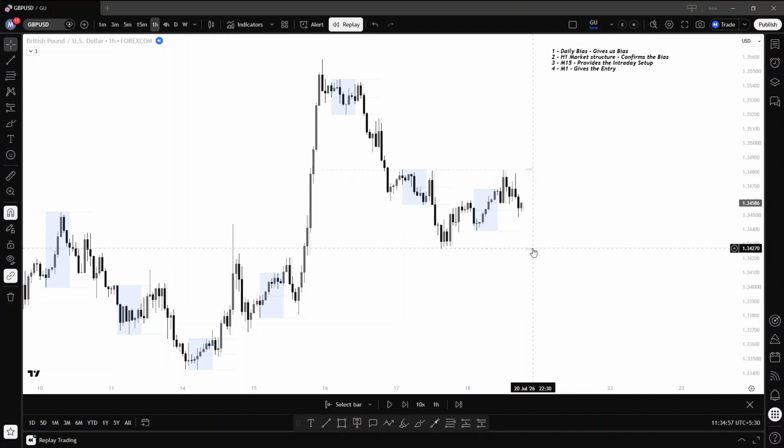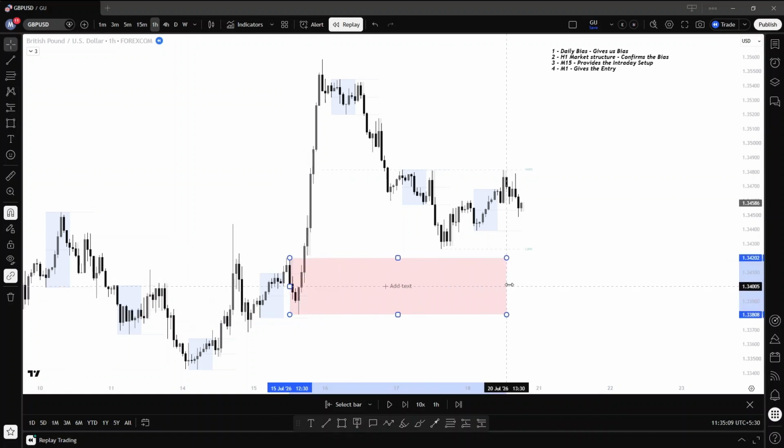Next, I use H1 time frame for marking my market structure and to confirm my daily bias. So let's mark some key levels. So this is an important demand. See the reaction. Oh my God. So this is a very important key level which will invalidate any sell ideas.